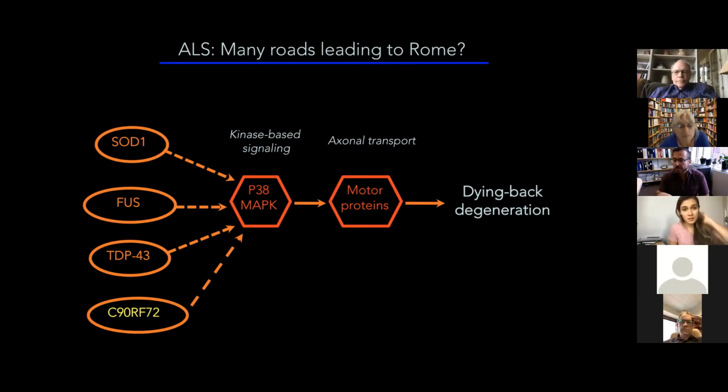So it's a pending experiment, but we assume, given the fact that they go through p38, that the active p38 will be doing exactly the same that we saw when we did the SOD1. I see. Did that answer your question?